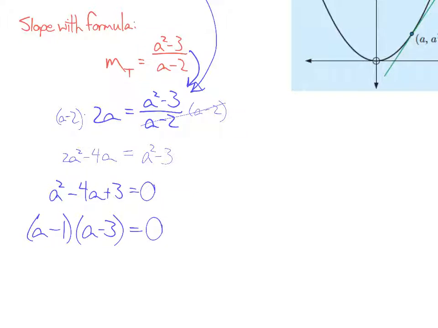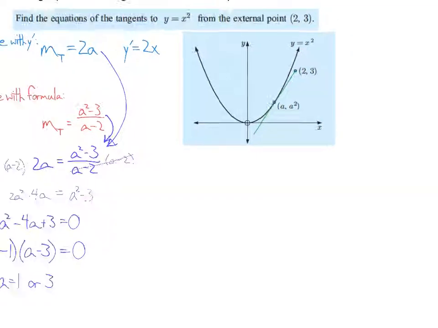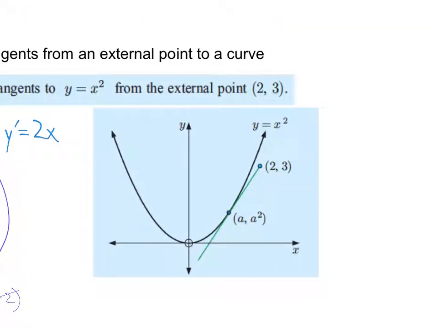And what do you realize here? There's actually 2 different times when this would happen. A could equal 1, or A could equal 3. Well, that's because it's a parabola, so it's the same on the other side. Check this out. If I kept drawing this, notice what the 2 points are.